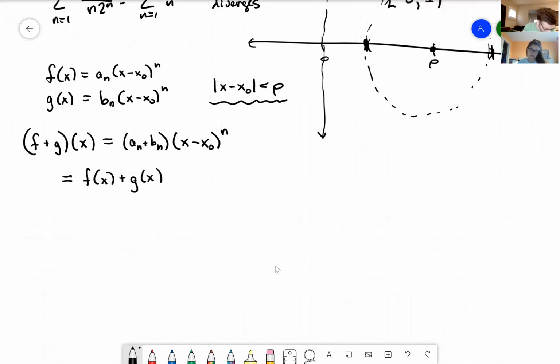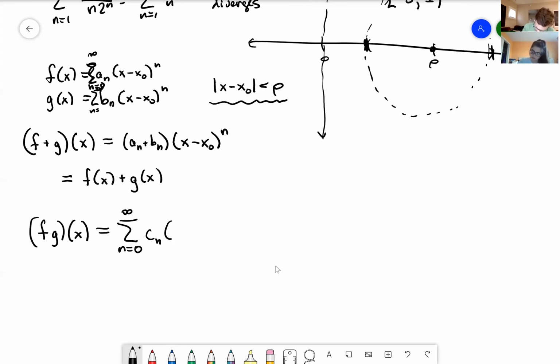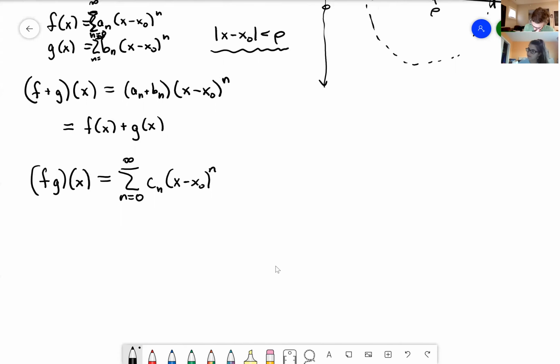Multiplication also works. f g of x, this time it's a little more difficult. This will be the sum from 0 to infinity. It's a little more complicated, so we're just going to call the resulting coefficients c_n, at its center. And how do we get these c_n?